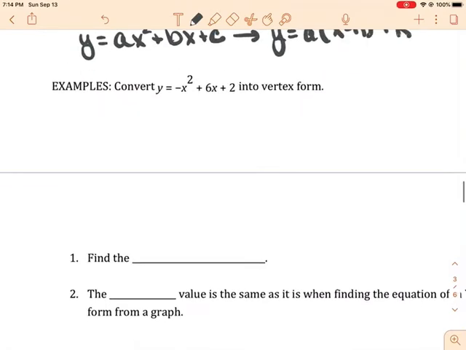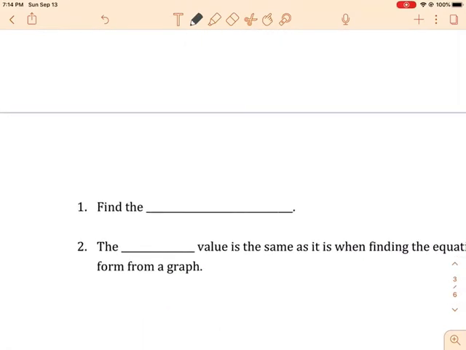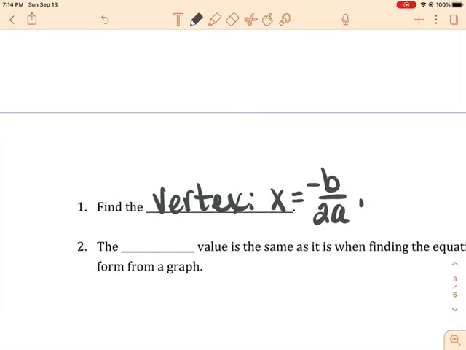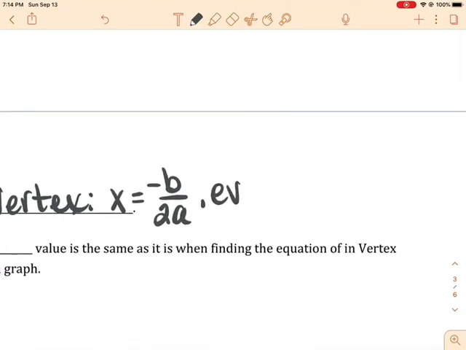Okay? All right, so what we're going to do is we're going to find the vertex. Which means that we're going to do x equals -b/2a, and then we're going to evaluate to find y.